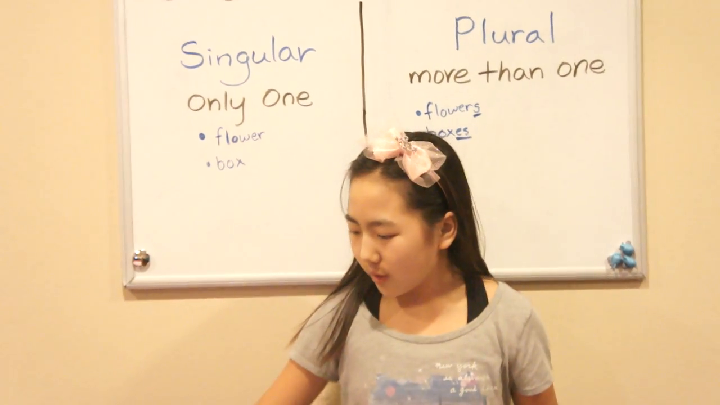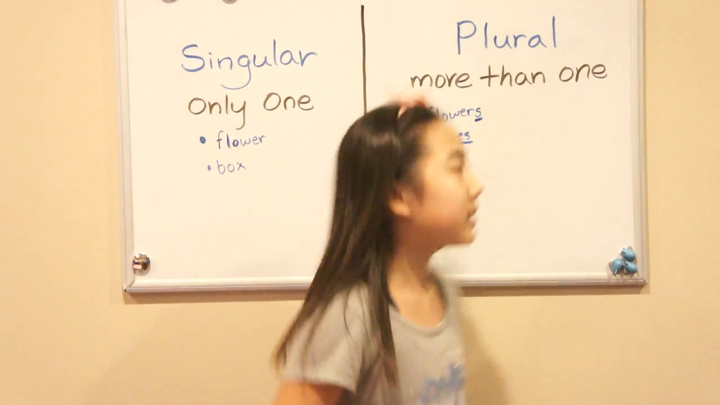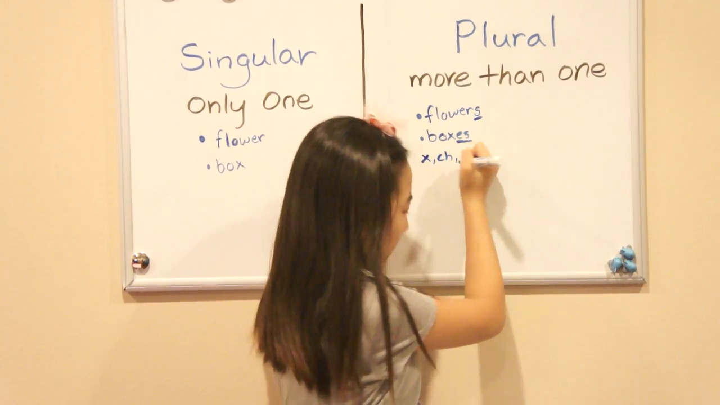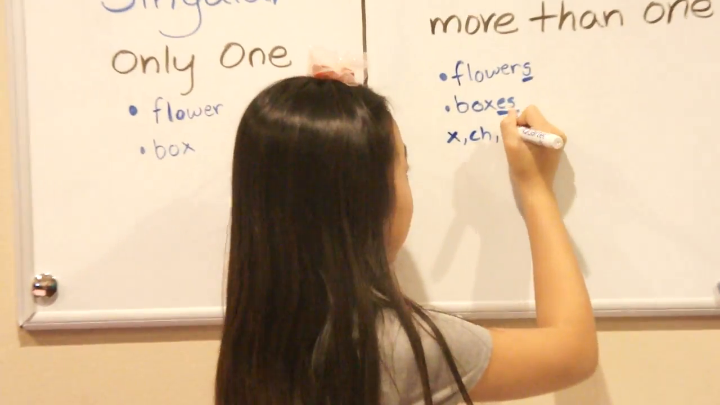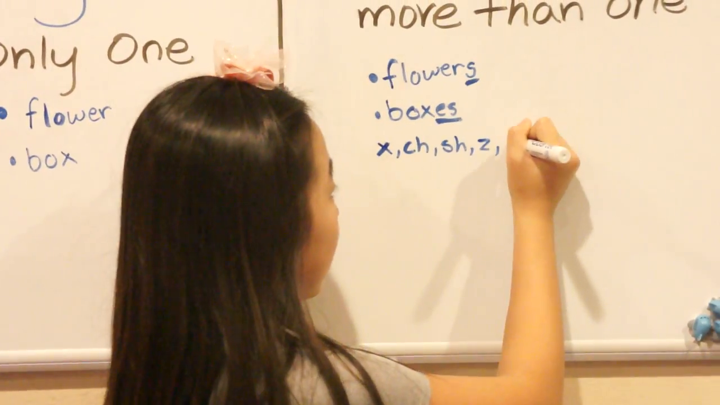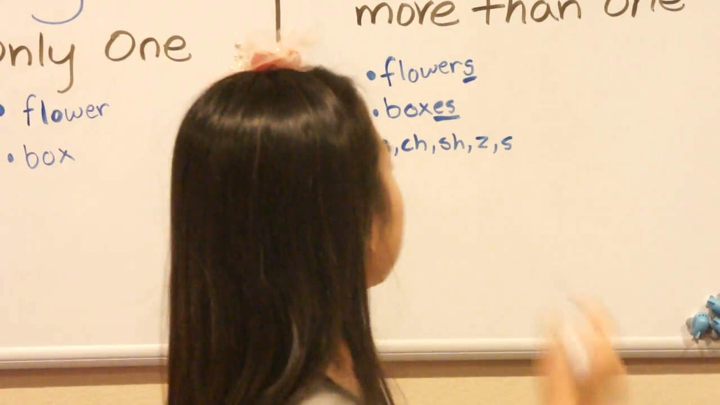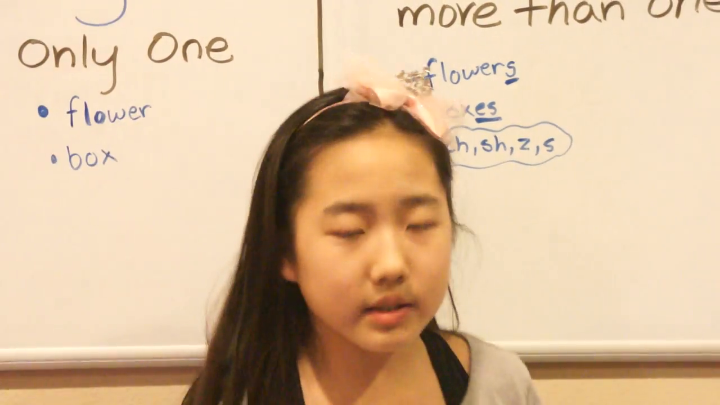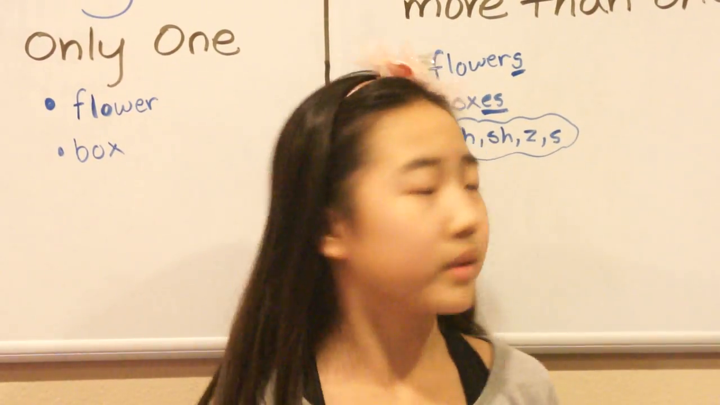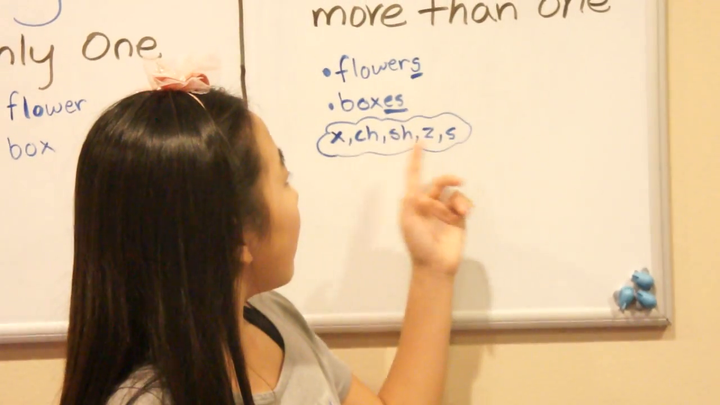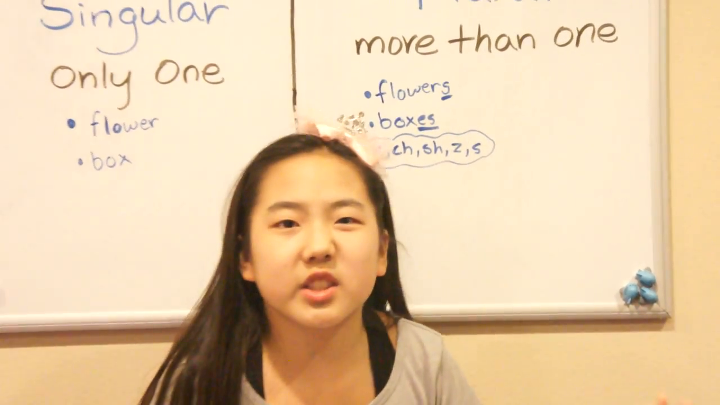So the ones where you add ES are this. So X, CH, SH, Z, and just S. So these are the sounds where you add ES. So 1, 2, 3, 4, 5. It's only 5. You can just memorize these 5 and add ES. Everything else is just S.